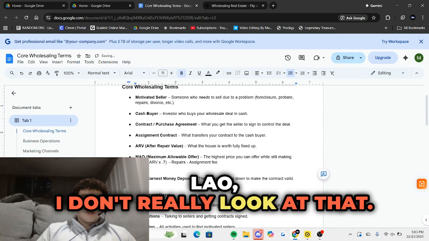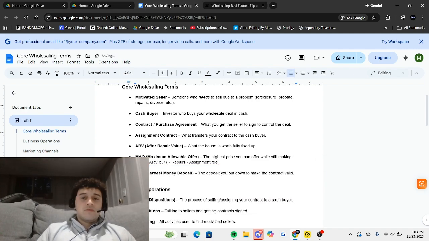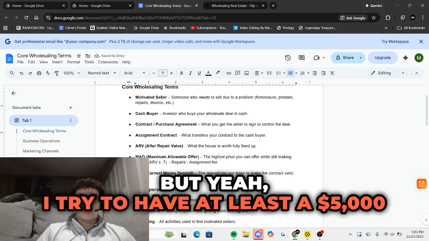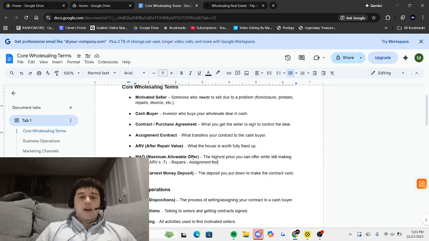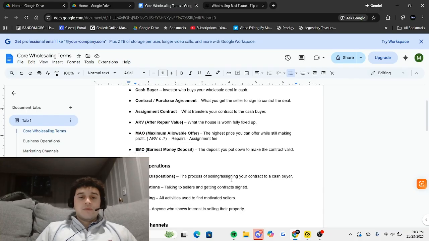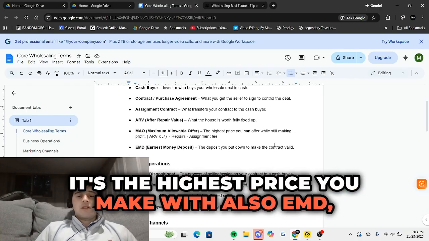LAO, I don't really look at that, but yeah, I try to have at least a $5,000 to $10,000 spread between my MAO and the highest price you make without selling.